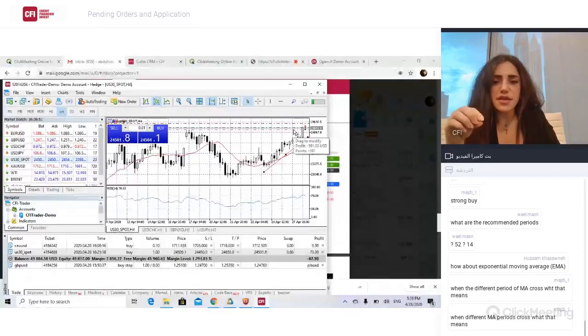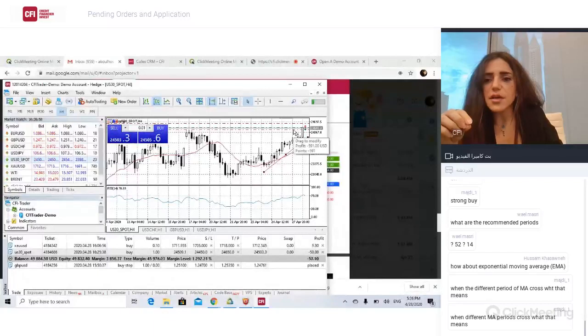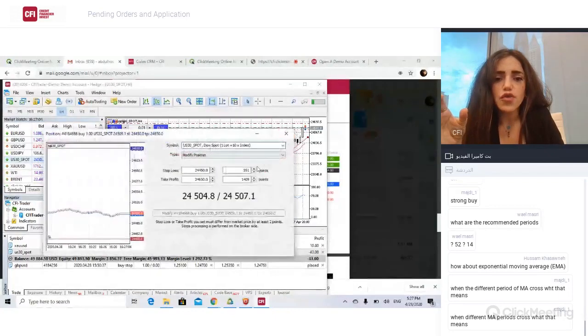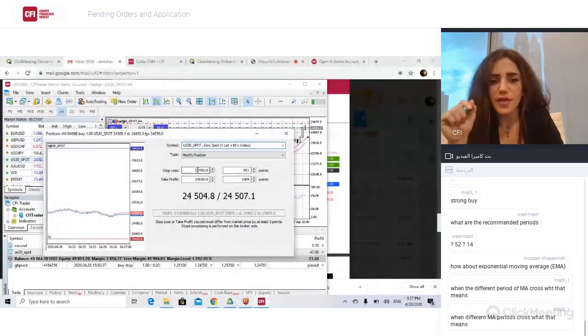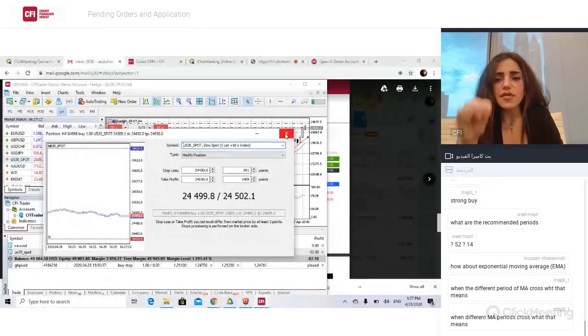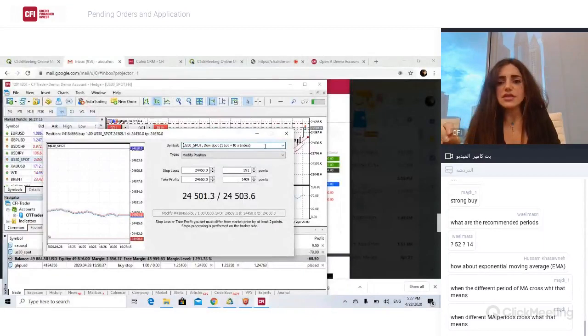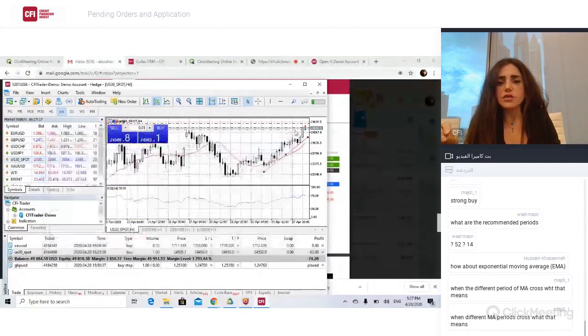Now for my loss, I specified it from 24,500. I classified my stop loss at 24,400. Okay, that's approximately. I think I put it not 400. Let's modify the stop loss to 24,450. So from 24,500 to 24,450, that's around 50 points times $10. That's like a 500 loss.